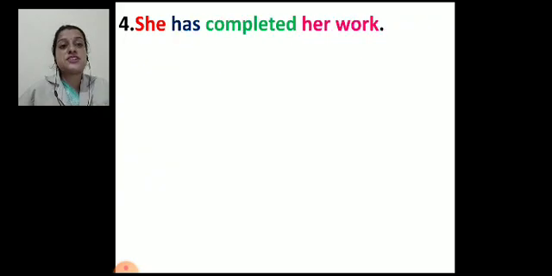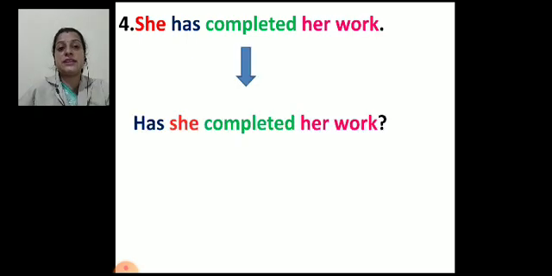Next is, she has completed her work. She is the subject, has is the helping verb, completed is the main verb, and her work is the object. Now if we have to convert it into interrogative, the helping verb has will come at the beginning, then the subject she, then completed, then her work, and then the question mark.